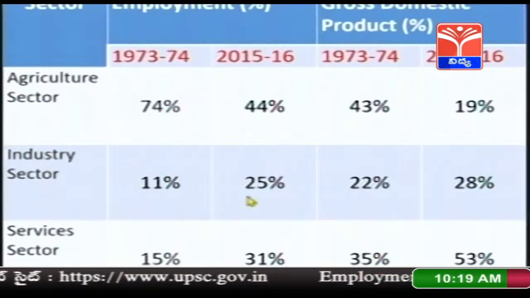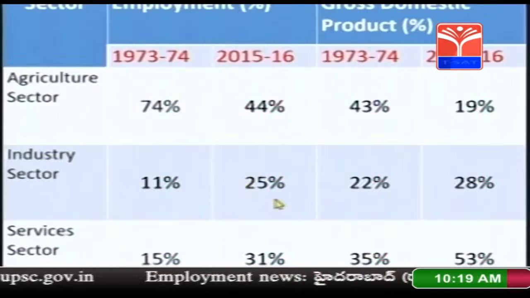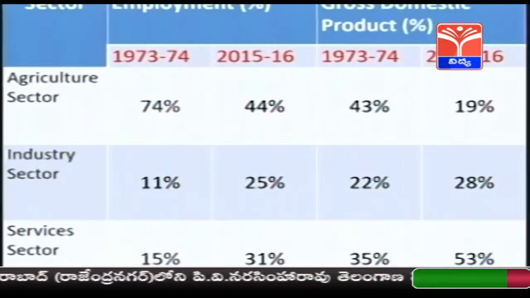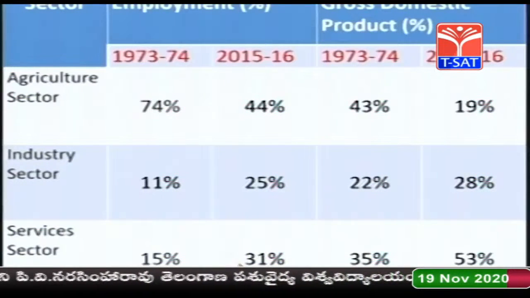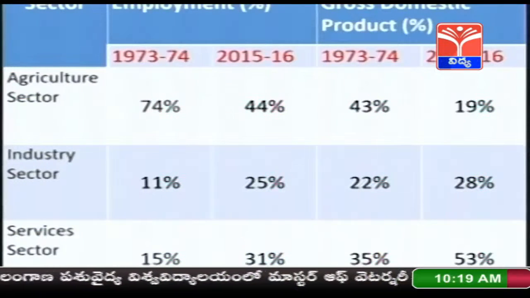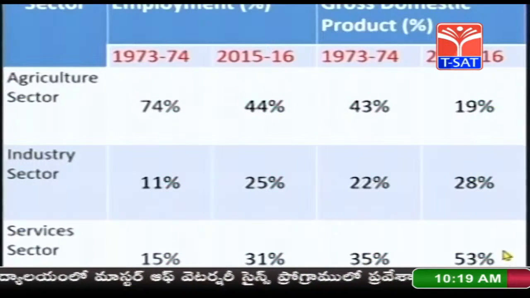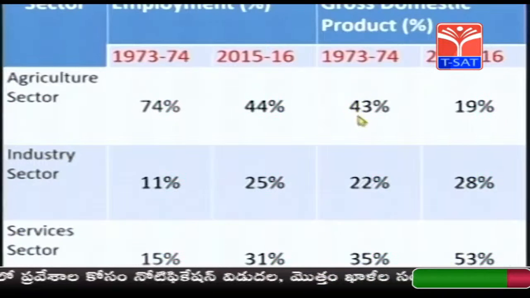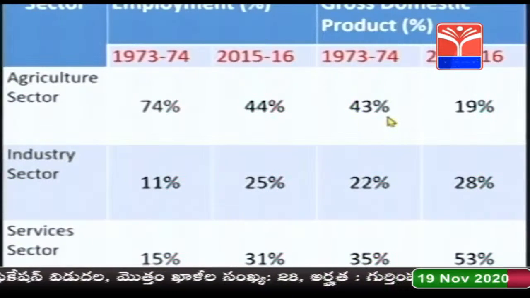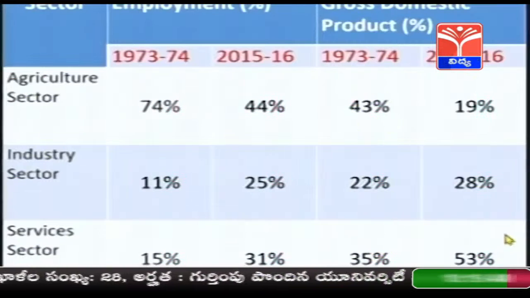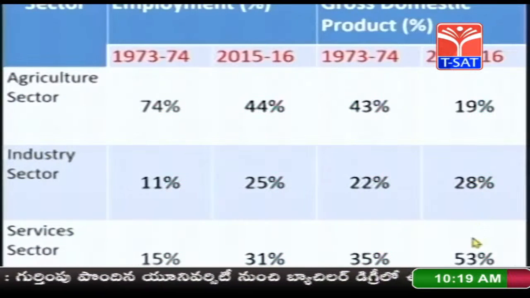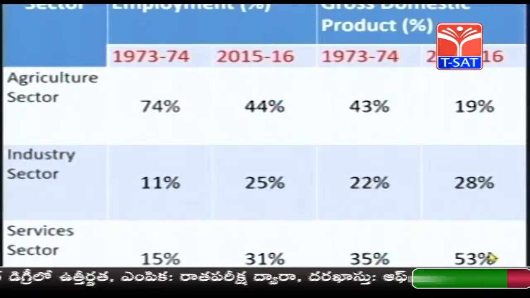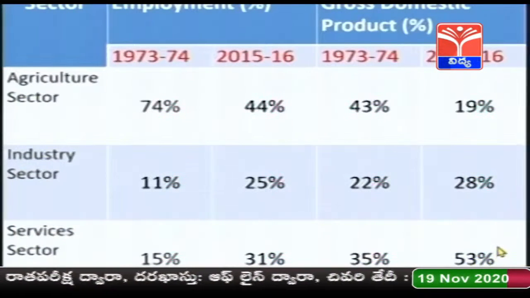In the industrial sector, 25% are working in 2015-16, and their contribution is 28%. Service sector, 31% are now working as service employees, but their contribution is 53%. The major contribution in 1972-73 was agriculture, but now it has changed into the service sector. In 2015-16 the major contribution in GDP, the service sector has the dominating role.